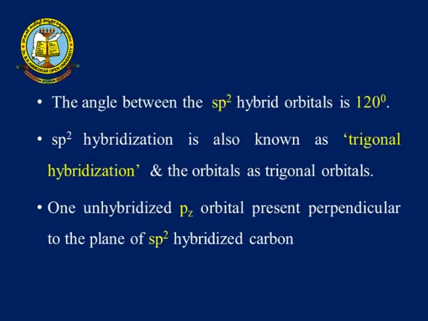Two such carbons combine, forming a molecule. A single carbon cannot form a molecule like sp3. Here you cannot have a molecule with a single carbon. You have to have two carbons because of the presence of the unhybridized p orbital. So two such carbons come closer and form a molecule known as ethylene, where the molecular formula is CH2=CH2.